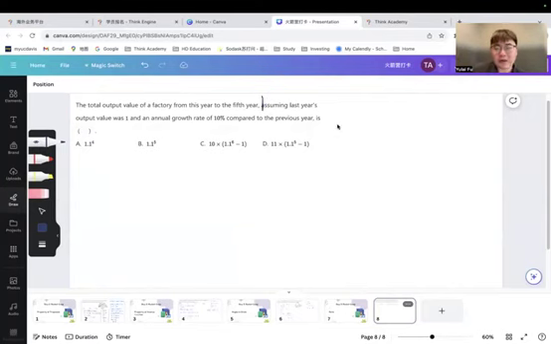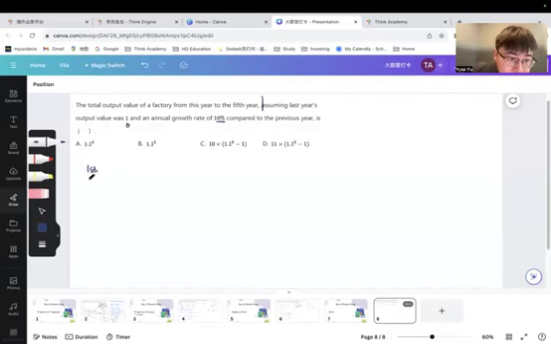And what is our requirement? Assuming last year's output value was 1 and the annual growth rate is 10% compared to the previous year. Depending on these situations, we're gonna figure out the total output value of the factory from this year to the fifth year. And we know last year's was 1. So we have this year, second year, third year, fourth year, and fifth year, these 5 years over here.